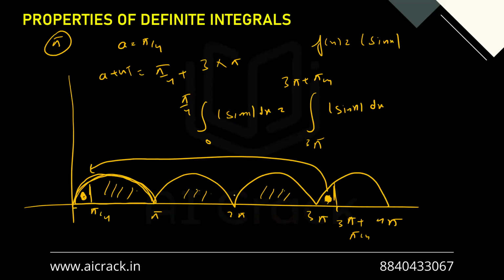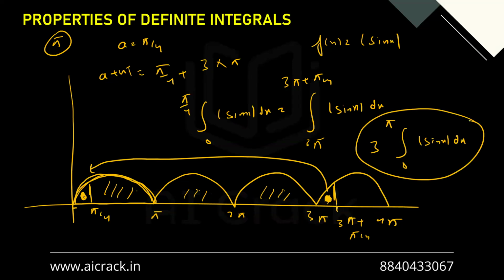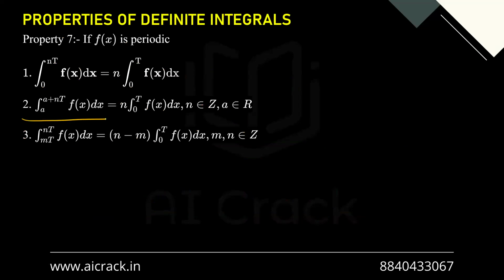So initially what we were doing, we were calculating area from pi by 4 to 3 pi plus pi by 4. But right now what we can do, we can calculate area for these 3 cycles, because virtually we have shifted this particular piece from here to here. So that gives us area of 3 cycles. And we know how to calculate area of 3 cycles, that is 3 multiplied by integral 0 to pi modulus of sin x dx. This is what we are doing over here in this property, right?